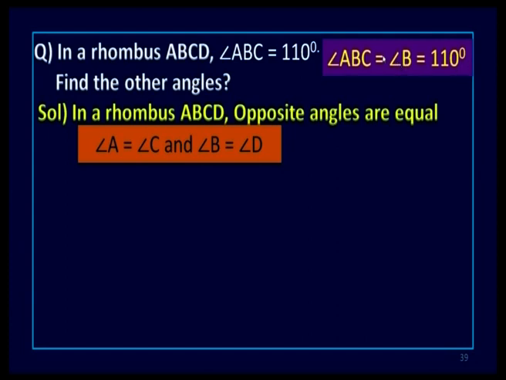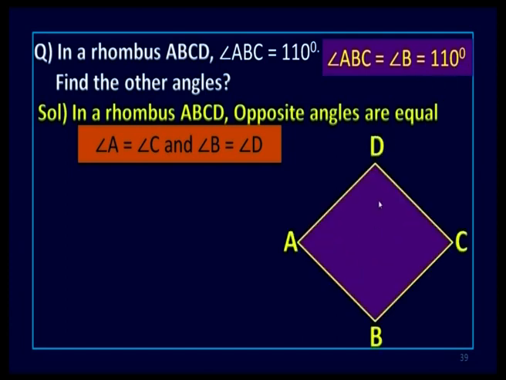So angle ABC can be taken as angle B because you have to look at the center. Center is B. So I am calling it angle B, which is equal to 110 degrees. So from this what you can understand, children? Yes, ABCD is a rhombus and angle B equals 110 degrees. What is the opposite angle of angle B, children? Yes, it is angle D. So I can say angle D equals angle B equals 110 degrees.